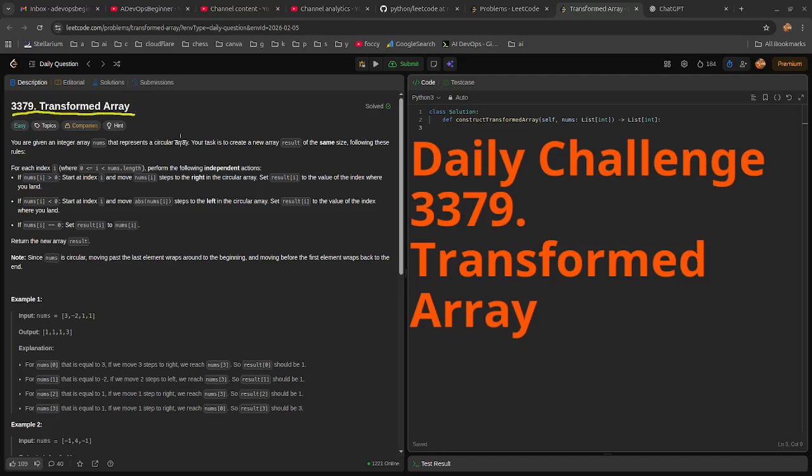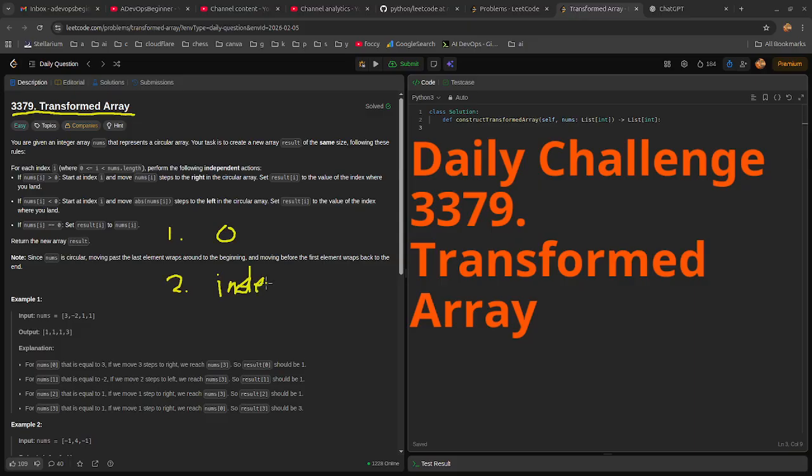Leetcode daily challenge 3379. Transform the array. This question is asking us to form a new array of result based on three rules. First rule is if it is 0, we keep it at 0. The second one, we have an index.